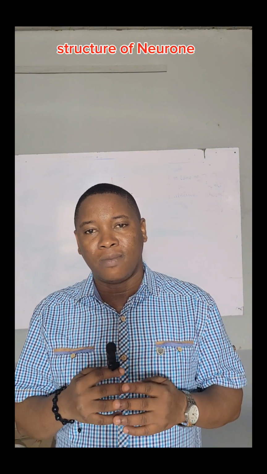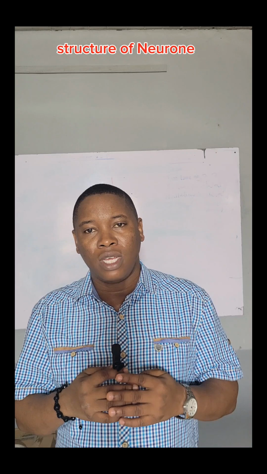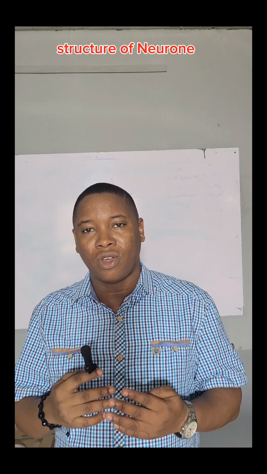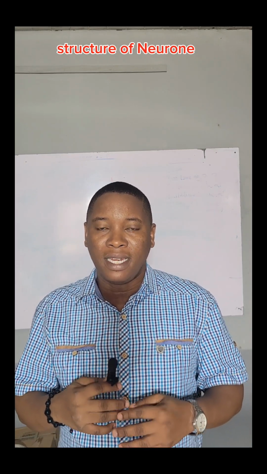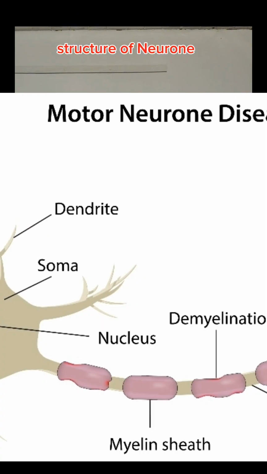What are these myelin sheaths? Myelin sheaths are fatty tissues that are attached to the axon, and they are there to help in the transmission and movement of signals and impulses along the neurons. So they are very important. They also give the neuron insulation, and that helps the neuron to function much better.